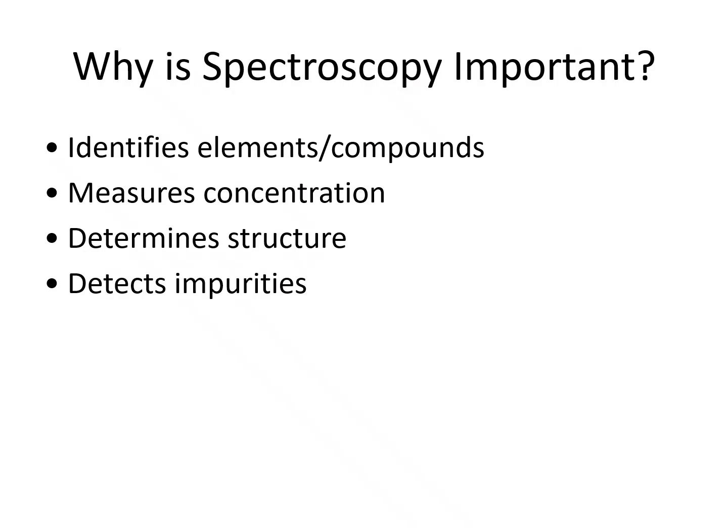Spectroscopy plays a vital role in modern science. It helps to identify chemical compounds, measure concentration with high accuracy, determine molecular structure, and detect impurities in a sample. This makes spectroscopy essential in pharmaceuticals, industries, research and environmental analysis.